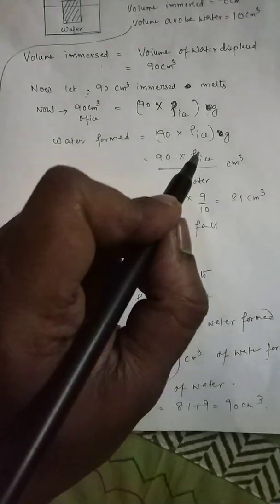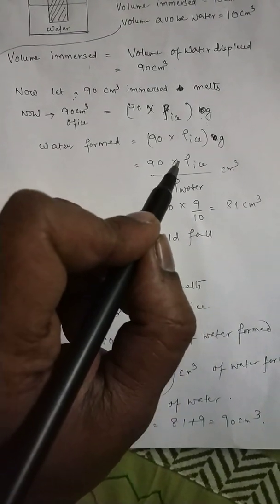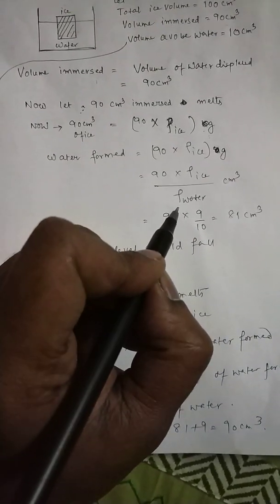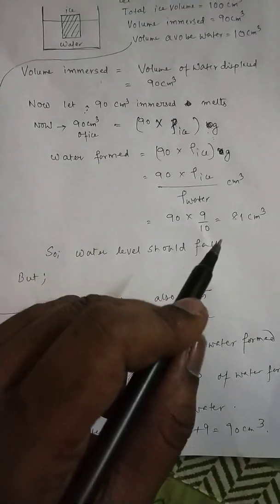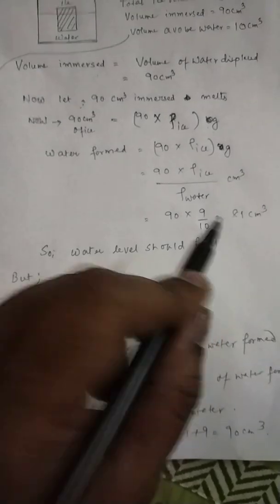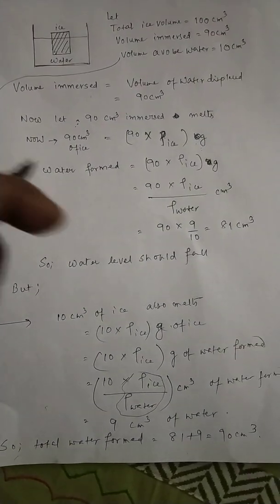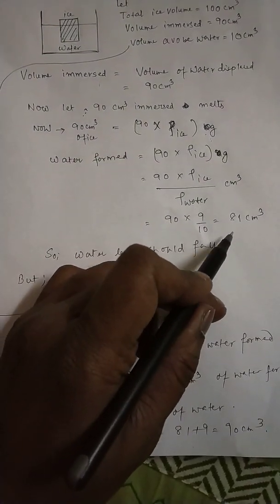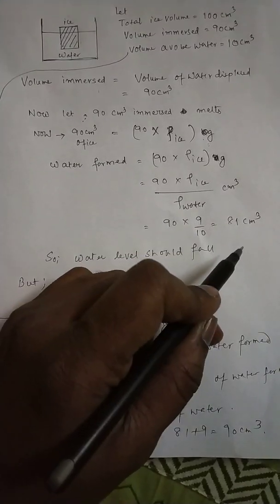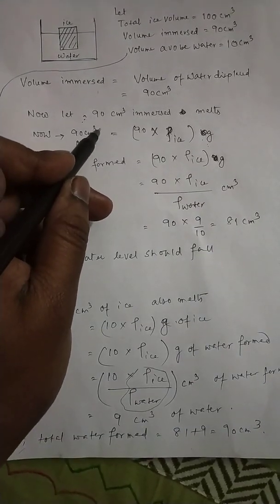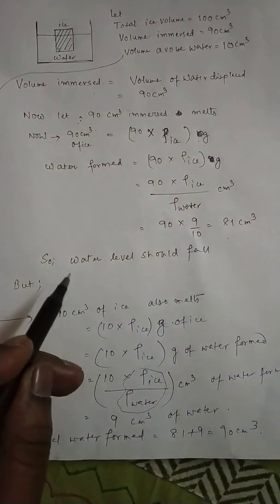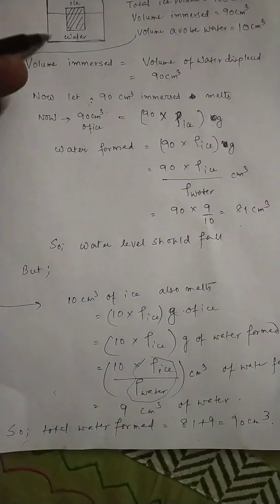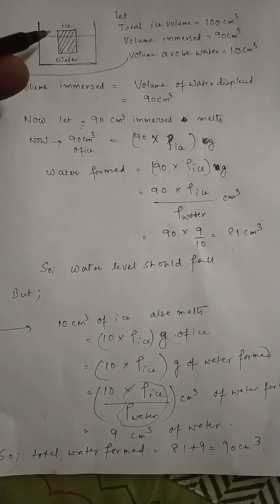Now what is rho ice by rho water? Ice density is 9/10 of the water density. So rho ice by rho water will be 9/10. So if you multiply this with 90, you will get 81 centimeter cube. That is the water formed. ठीक है? So 90 centimeter cube is melting. 81 centimeter cube of water is getting formed. Because 90 centimeter cube was below the water level.